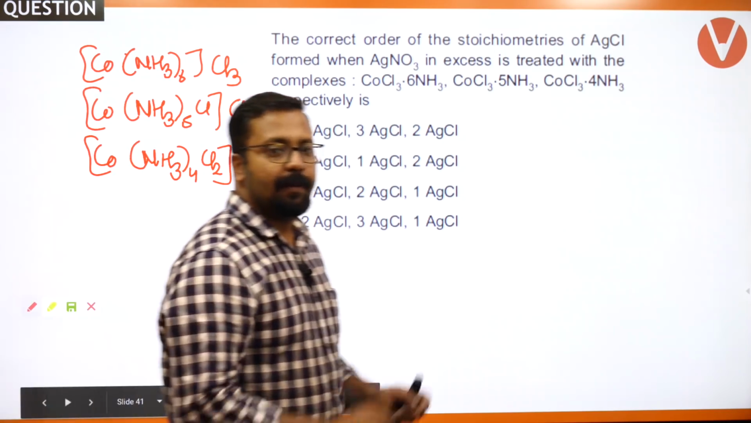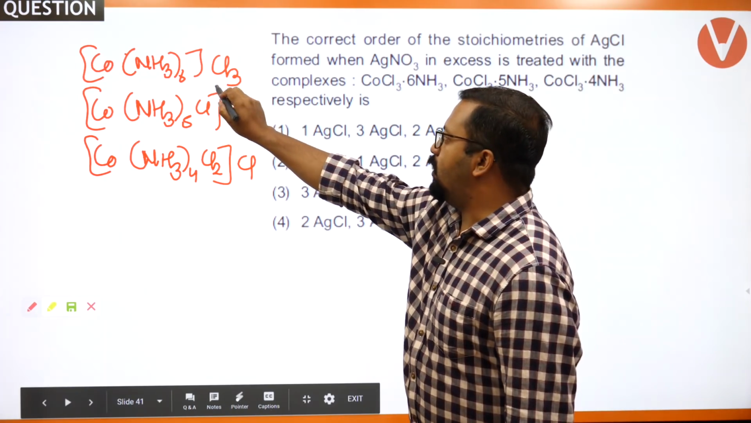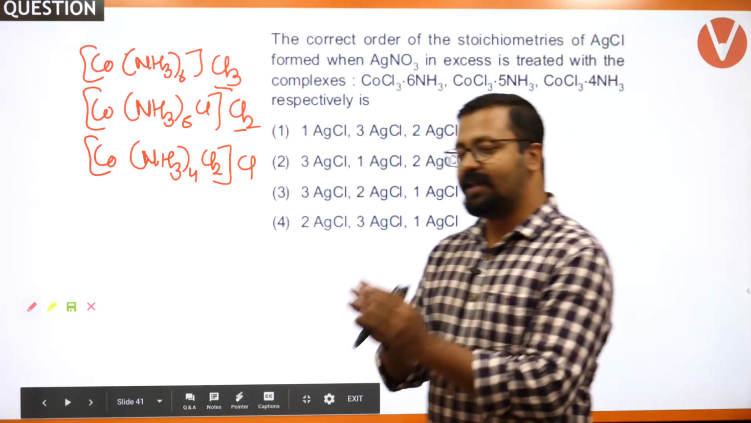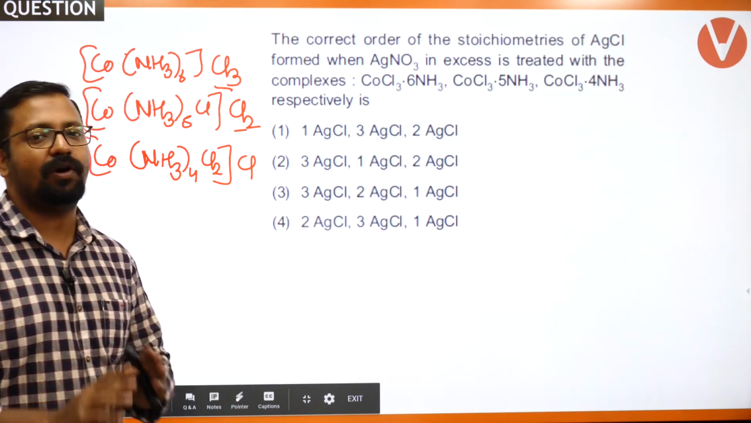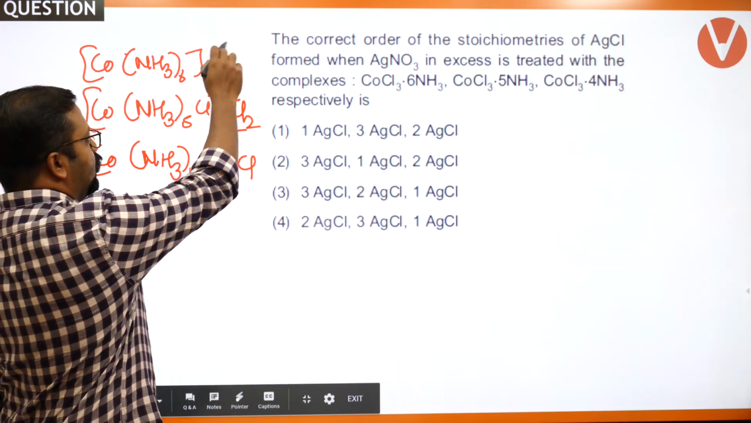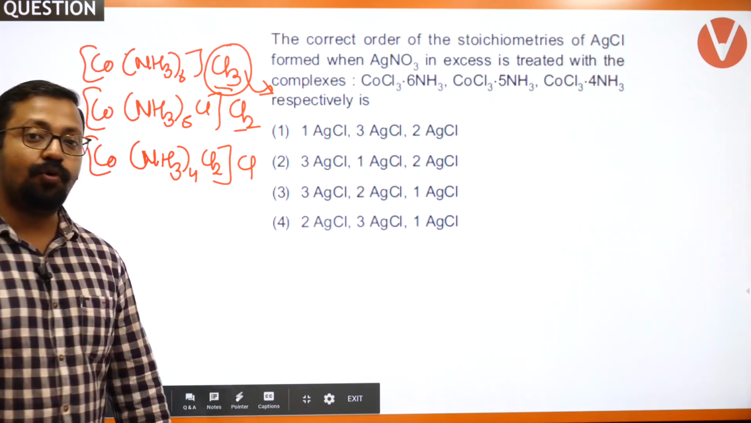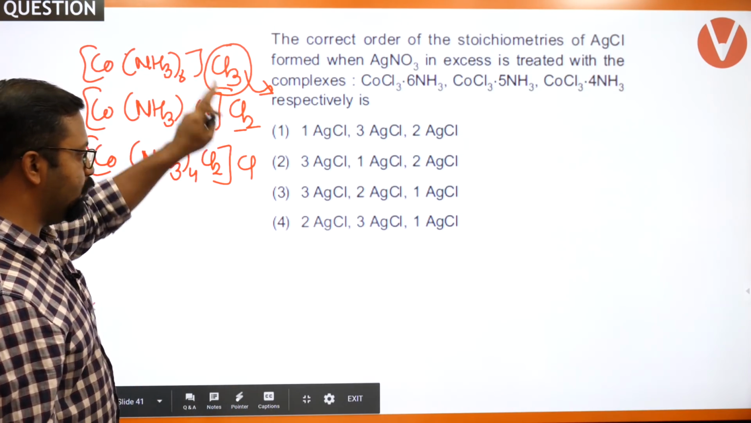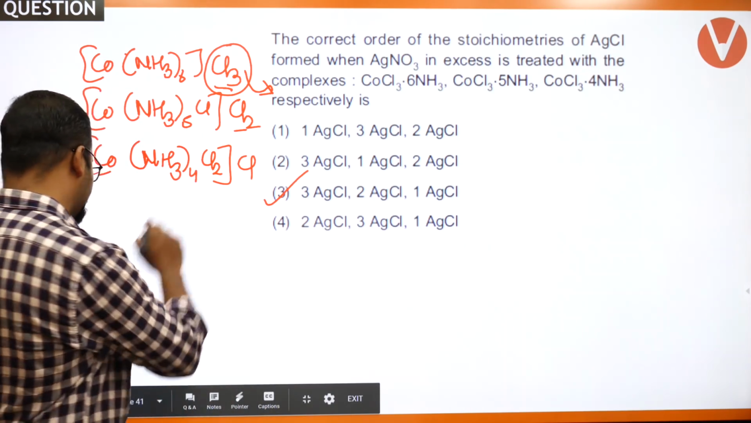ठीक है, हमें ये लिखना है. Whatever is present outside the coordination sphere will only get ionized. The entities present inside the coordination sphere do not get ionized. That is what Werner suggested. So all three chloride ions can be precipitated as 3 moles of AgCl, then 2 moles, then 1 mole: 3, 2, 1. The right answer should be 3. Okay. Next question.